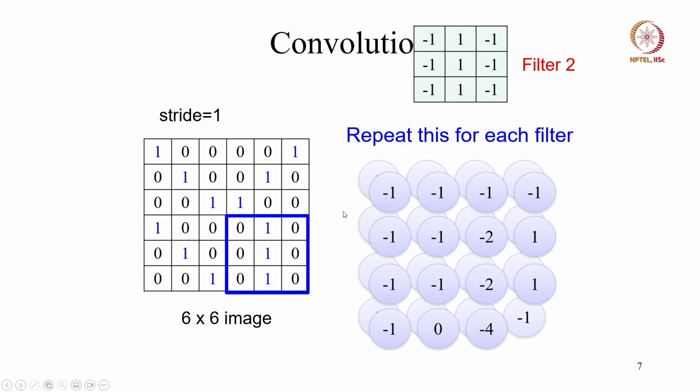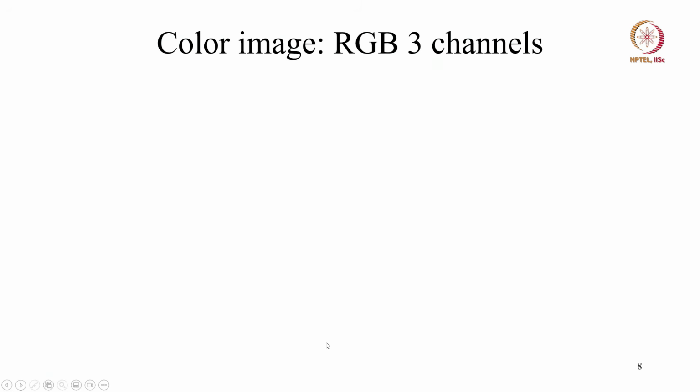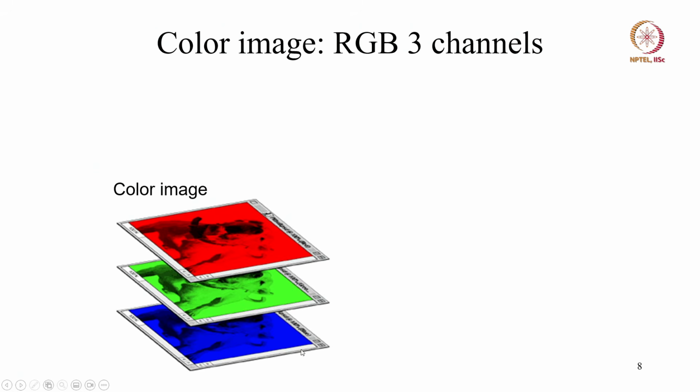If you have, say, 10 filters, it's going to be 10 dimensional. You are going to get 10 separate matrices in this way. This is what is known as your feature map. So you'll get 4 by 4 images, so you can say 2 by 4 by 4. That's the dimension of the image that you are going to get. Now if you have RGB, 3 channels, then for each of them you do the same thing for every filter.